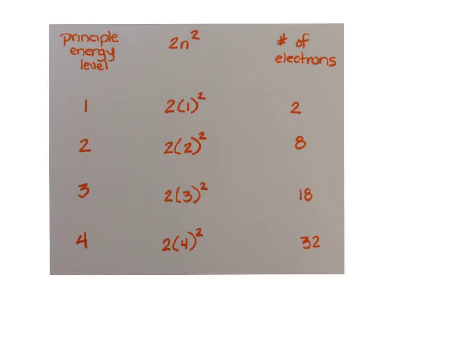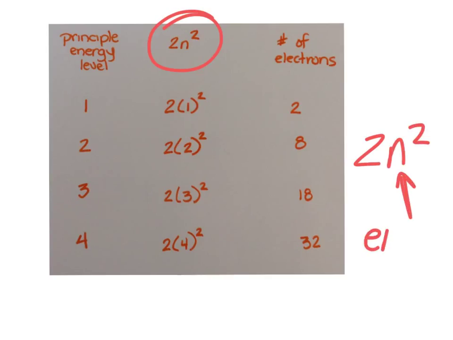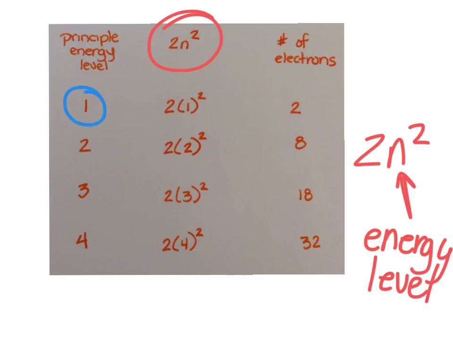There's a formula for figuring out the number of electrons in each principal energy level, and the formula is 2n squared. Okay, 2n squared, just like that, where n is representing the energy level. So as you can see here, what I did was I took the principal energy level, or the ring number 1, ring number 2, in this case ring number 1, and I substituted it for the n.